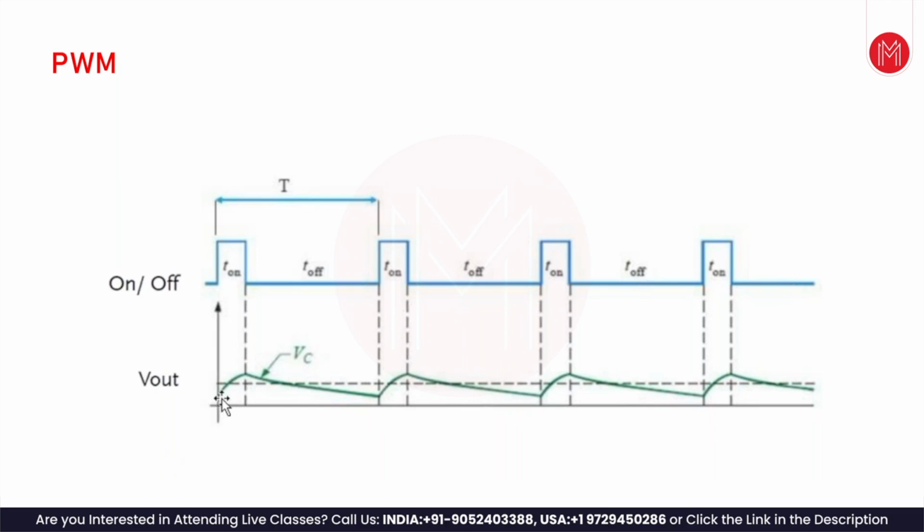The voltage level that it charges to depends on the on time. Depending on the on time, it will charge to the required voltage. So the voltage is maintained by keeping the on time low to the required voltage.